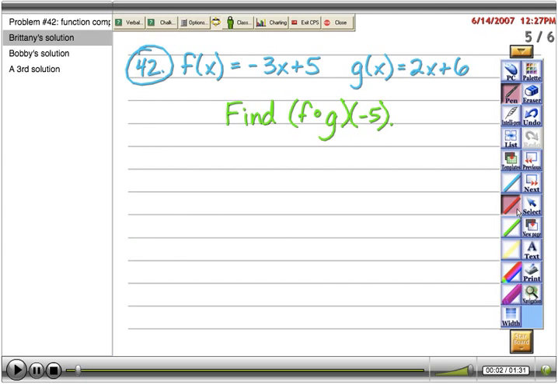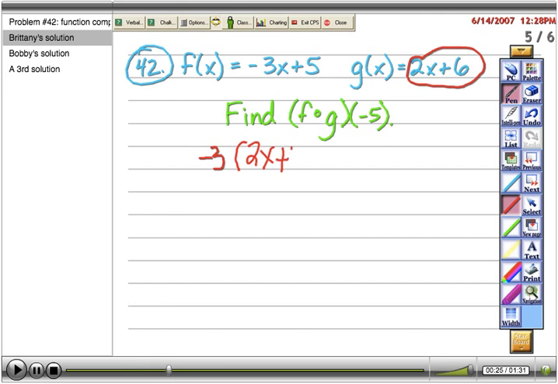Okay, so to find f of g of x, you take this first equation, and then you plug this in for x, because you're supposed to find f of g of x, and plug it in, and then add 5, because that's still the other equation.